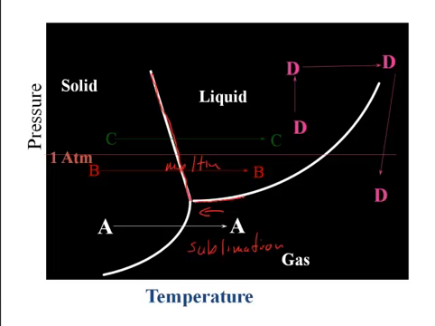What would this line be called? What's happening right along this line? It's going from liquid to gas. Okay, that's the boiling point line. And then, depending on if you're going this way or that way, that's freezing.